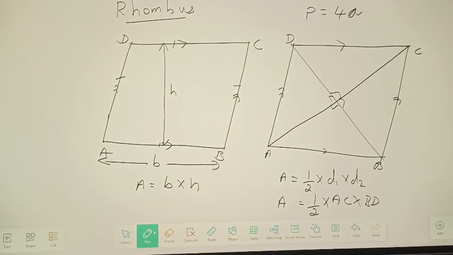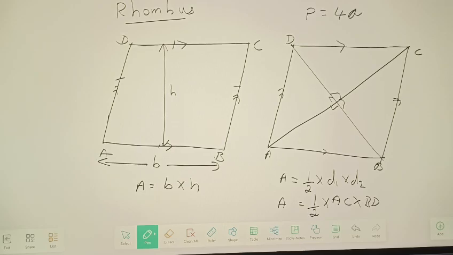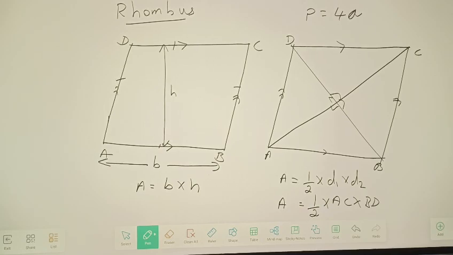In rhombus the diagonals are bisecting each other at a right angle. So for a quadrilateral whose diagonals are intersecting at a right angle, its area is half into d1 into d2. That is why the area of rhombus is half into d1 into d2. So just pause for a moment, draw this figure, and note down these formulas.